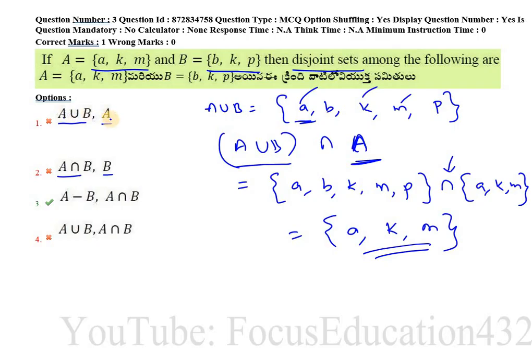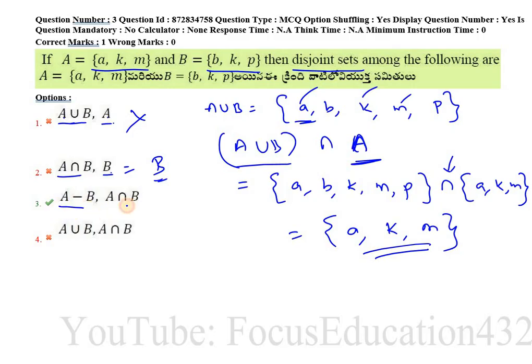So A union B and A, are they disjoint sets? No, because we are getting three elements. If we don't get any element as common, then that is a disjoint set. So here we are getting three. So A intersection B, you will also get B. The answer is B here. So this is also not a disjoint set.